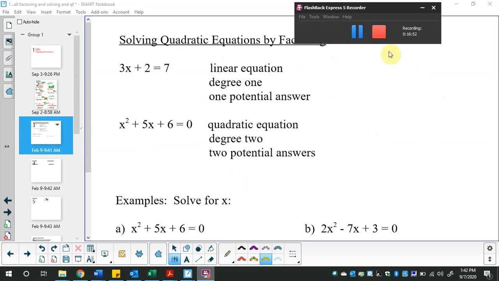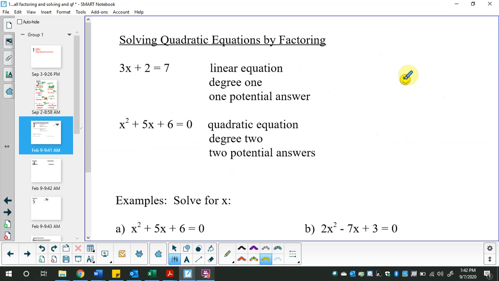Back again with solving by factoring. Hope you took a little break. Oh, I did not intend for the happy face. I'm going to do a little bit of babbling.